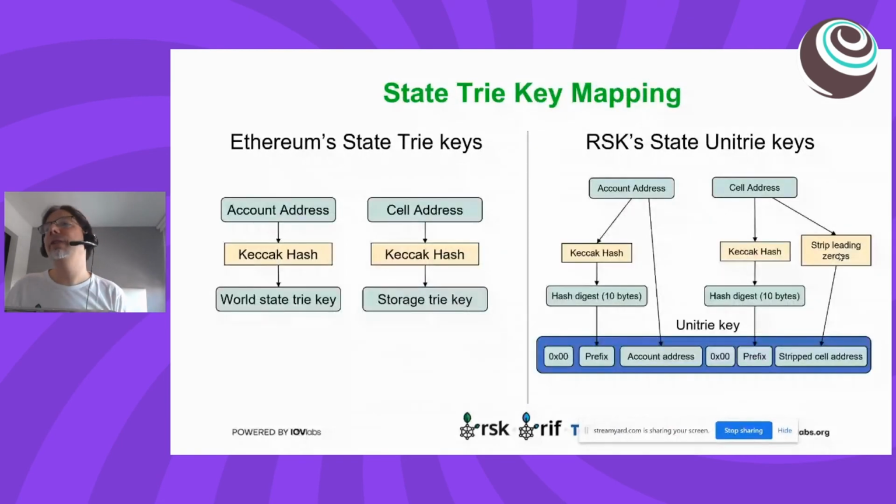Then there are some minor differences about how the keys are mapped into the trie. I would say that the main difference here is that the RSK trie maps not only a randomized prefix, to have this data structure randomized and not be subject to DOS attacks, but it also stores the full original keys, the account address and the cell address. So by scanning this trie, you can reconstruct the whole dictionary. You don't need a separate dictionary for the mapping from keys to addresses.